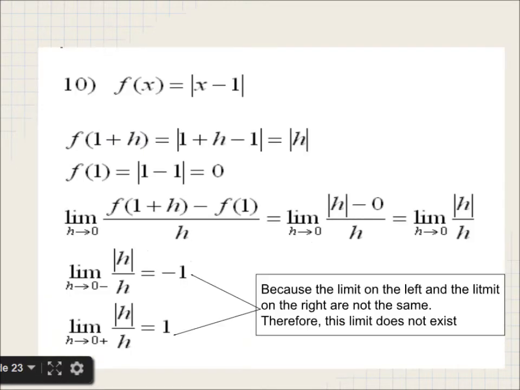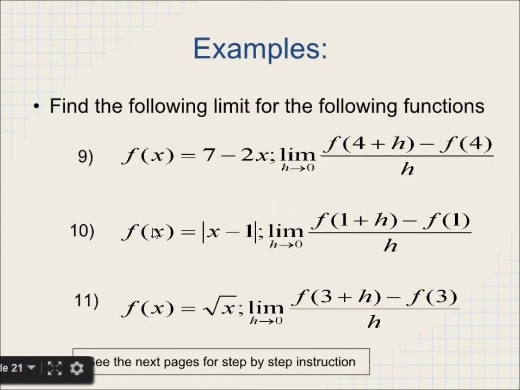Similarly, for the next function, we have been given f(x) is equal to x mod of x minus 1, and we have to substitute the value 1 plus h. So separately you substitute 1 plus h in place of x and calculate the value of the function. Then you substitute 1 in place of x and calculate the value of the function, and then finally put the respective values to calculate the value of this particular limit.